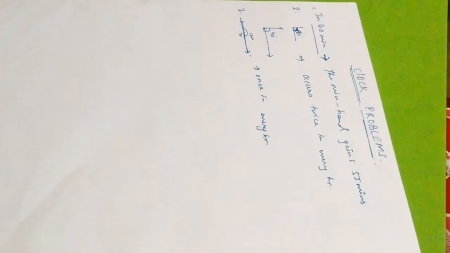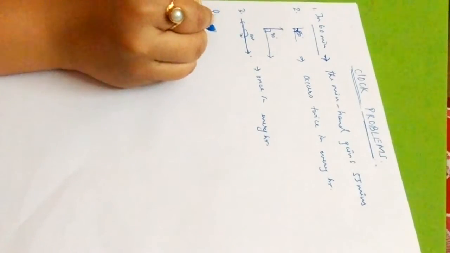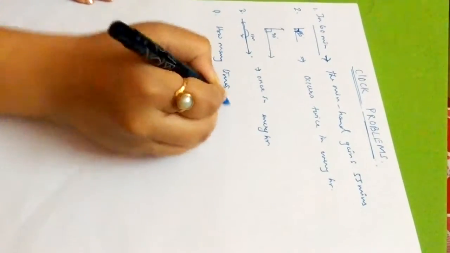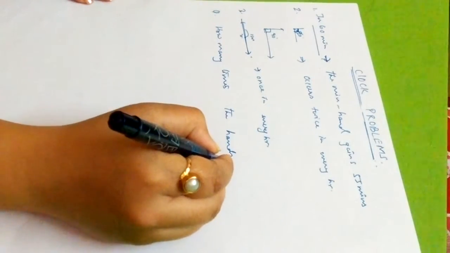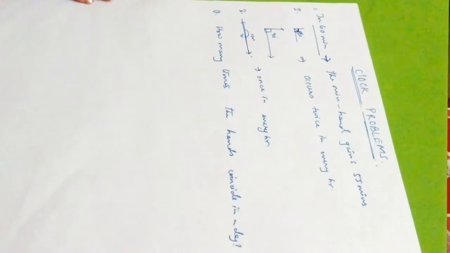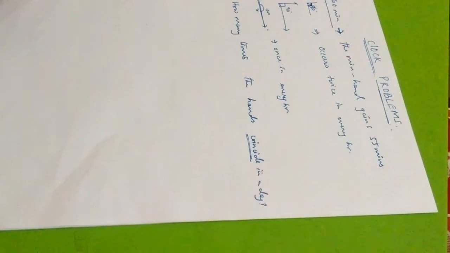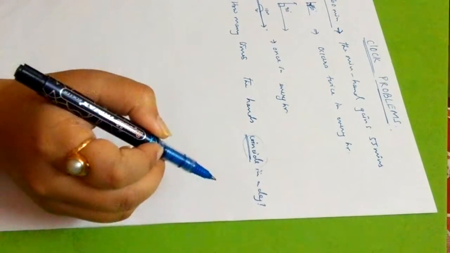Related to these things, I'm going to solve some questions also. If the question states how many times the hands coincide in a day. Coincide means they are on each other, so the angle between them is 0. That situation is known as the coincidence situation.